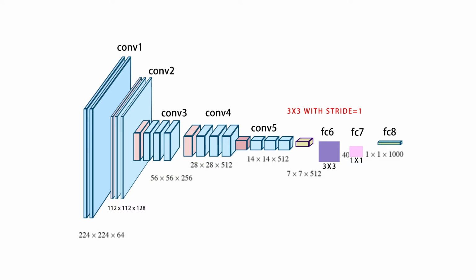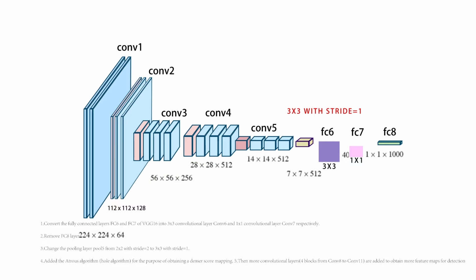Third, change the pooling layer pool5 from 2x2 with stride 2 to 3x3 with stride 1. Fourth, use the atrous algorithm for the purpose of obtaining a denser score mapping. Fifth, more convolutional layers are added to obtain more feature maps for detection. Let us see the picture below. Then here are the details of SSD.